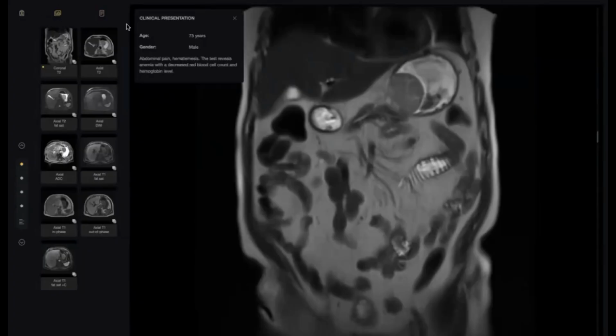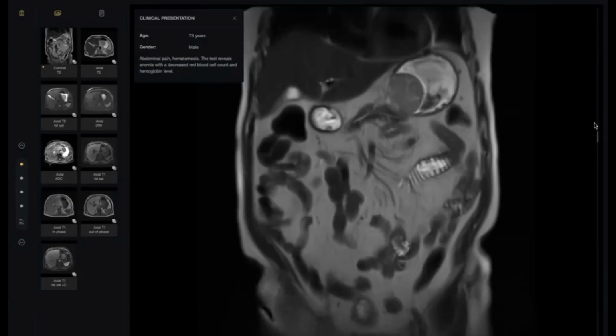Doctor, alaikum salam. This is a 70-year-old male patient presented with abdominal pain. These are coronal slices of MRI abdomen, T2 weighted images.